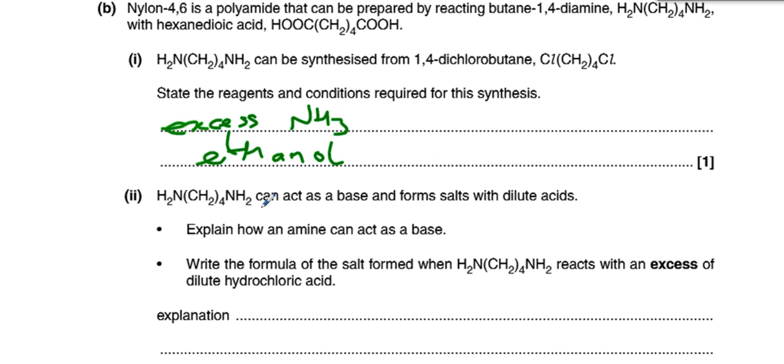Now, amines form salts with dilute acids. So first of all, explain how an amine can act as a base. Here you've got to be really specific. Here we go, it's going to be a bit scruffy. Going to be really precise. So there's a nitrogen in there. It's the nitrogen that has the lone pair, and you've got to be specific about that.